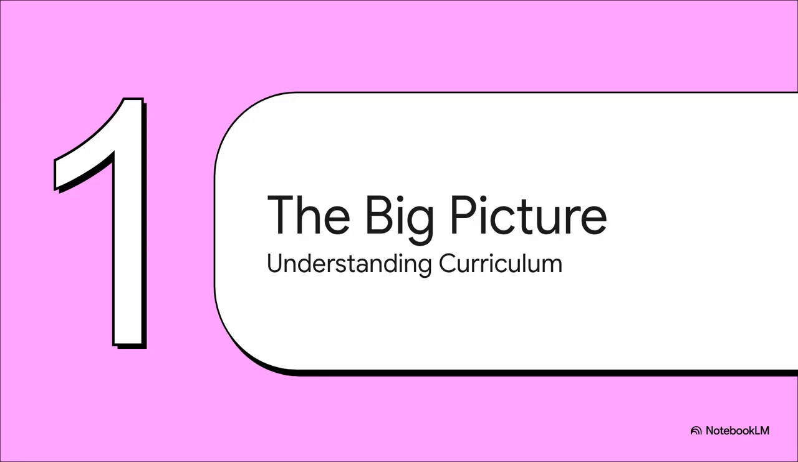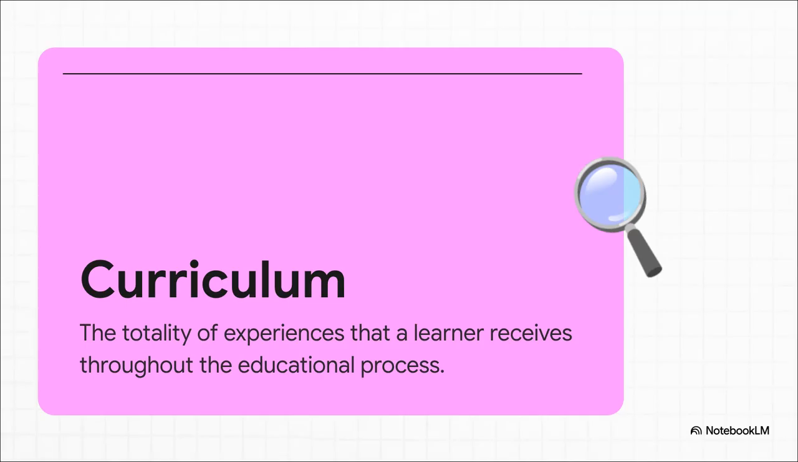To really get this, we have to start wide. I mean, really wide. The 30,000-foot view. We have to start with the foundation for everything else. And that foundation is the curriculum. The key word here, the one to really focus on, is totality. A curriculum isn't just a list of subjects. It is everything. It's the entire collection of experiences a student has, from the lectures and the textbooks, right down to the school culture and the after-school activities.